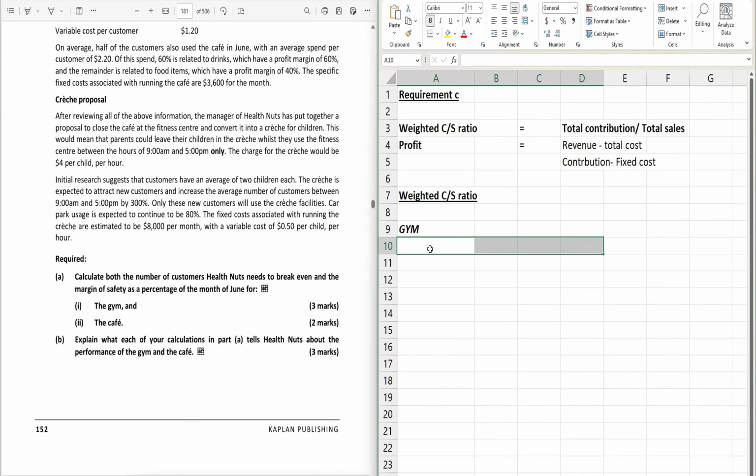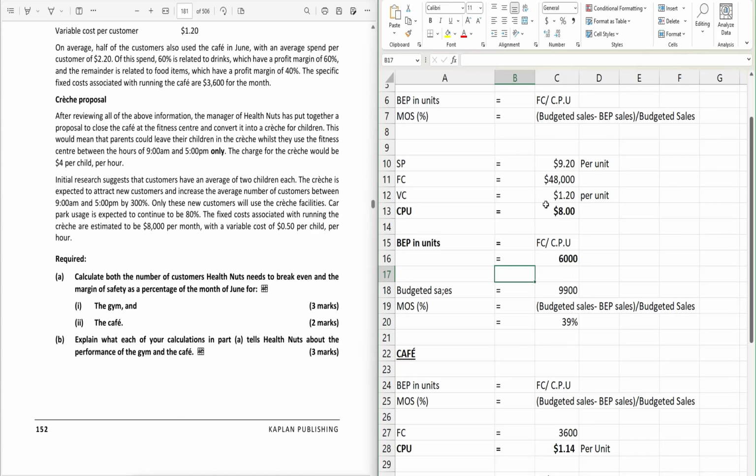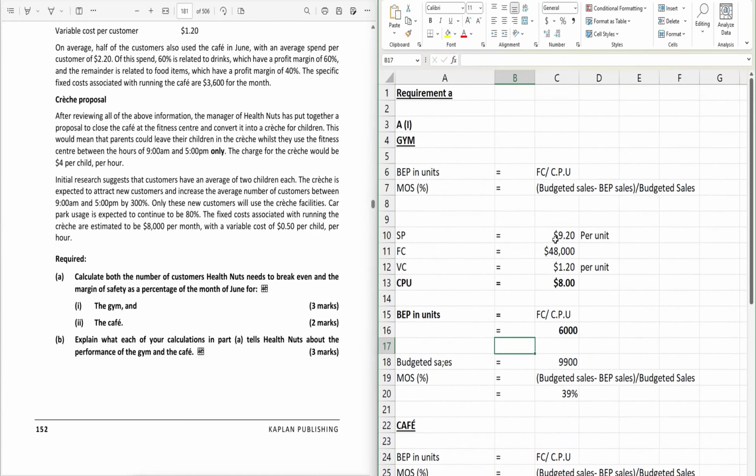Let's pick up the easy one. So let's have the sales, the selling price per customer for the gym. The selling price per customer will be what we calculated yesterday. For the gym it is 9.20. So 9.20, I will copy paste it here.